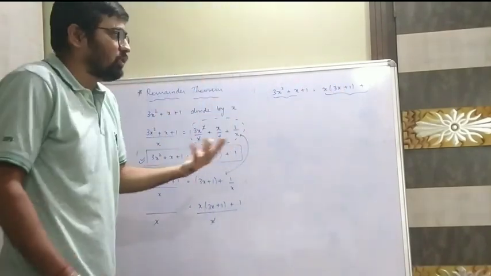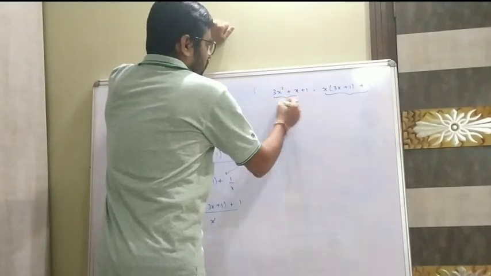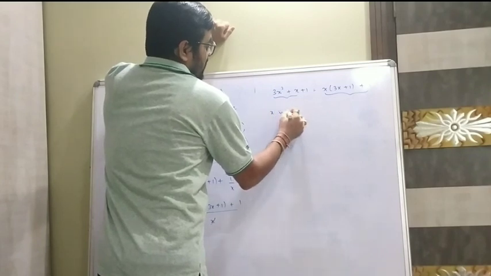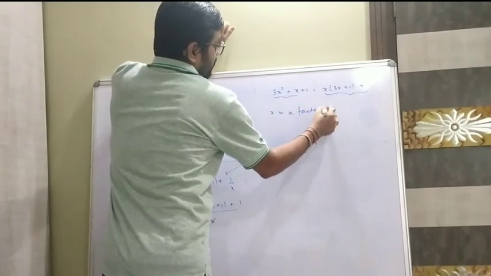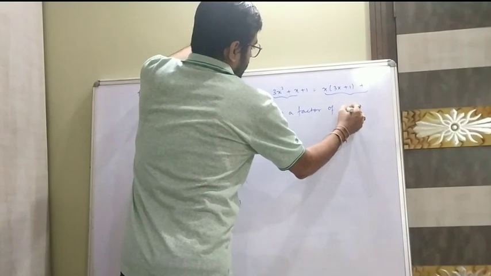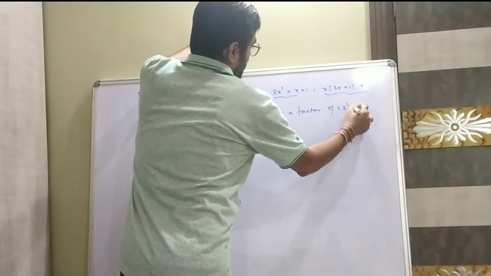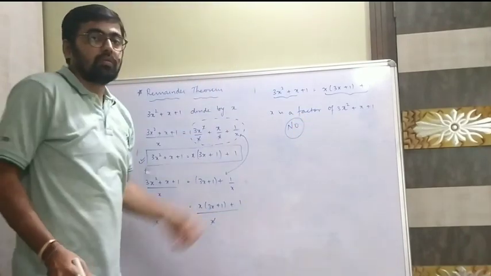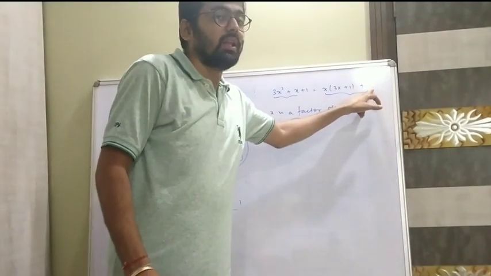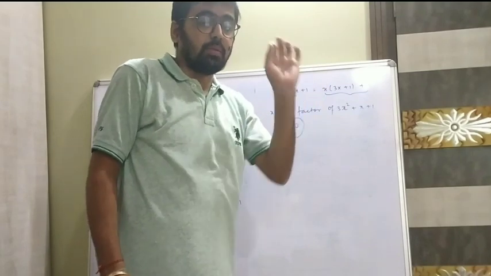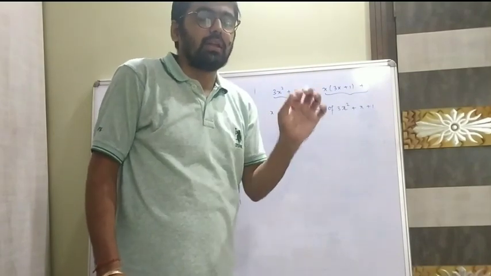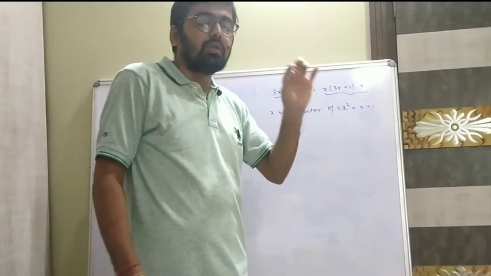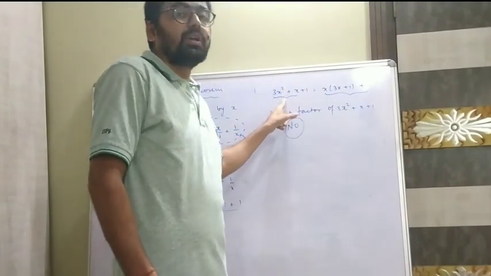So what I am trying to explain here is that this polynomial can be expressed like this. So can I say x is a factor of the given polynomial 3x square plus x plus 1? No. Why? Because a remainder is left. If there is a remainder present, that means neither the divisor nor the quotient is going to be a factor of your dividend.